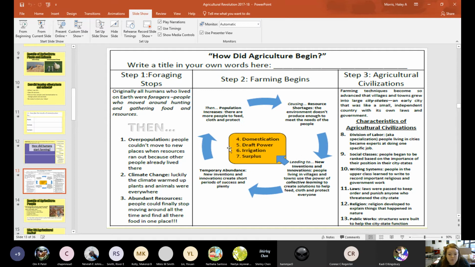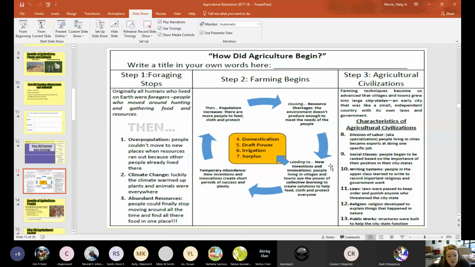An increase in the amount of people on Earth is population growth, or population increase. So it says then population increases. There are more people to feed, clothe, and protect. And that causes resource shortages. The environment doesn't produce enough to meet the needs of the people. Not enough resources to support the number of people on Earth is resource shortages.